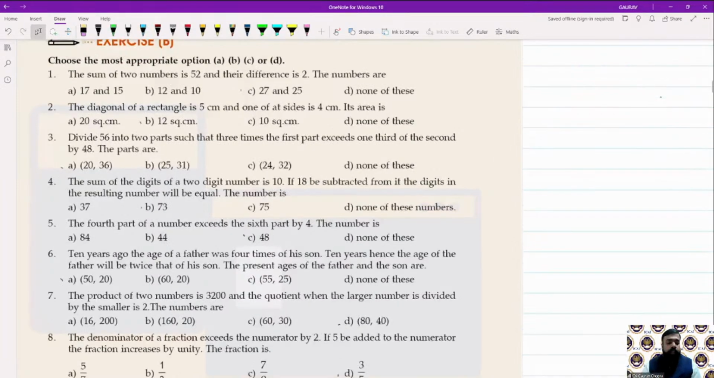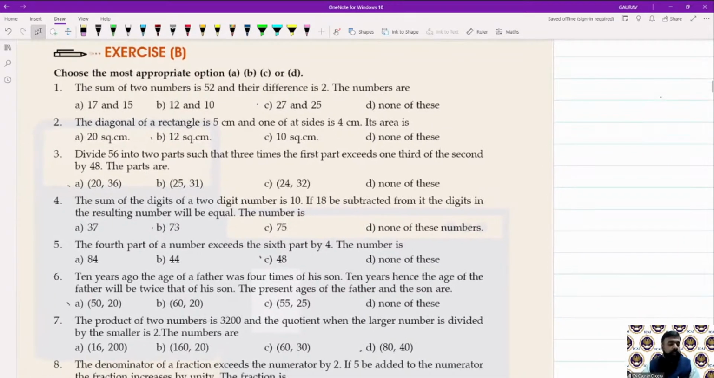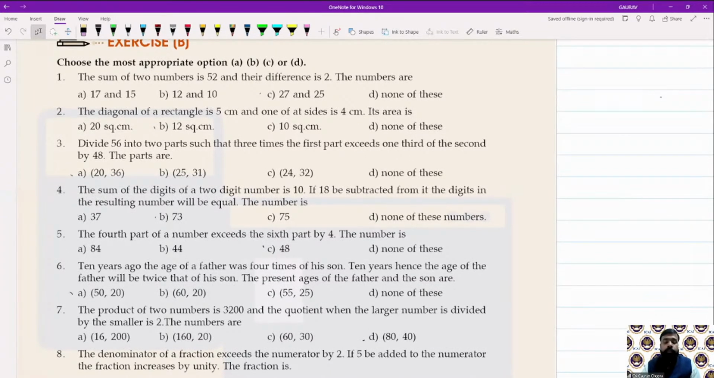So if we try the first question of exercise number B, it says the sum of the two numbers is 52 and their difference is 2, then the numbers are. So here we have two conditions. The first condition is talking about the sum. Sum is 52. The second condition is the difference. Difference is 2. And now we have to find the numbers. So let's check the options.